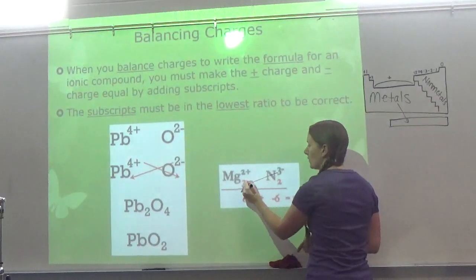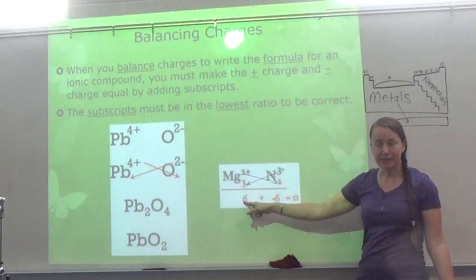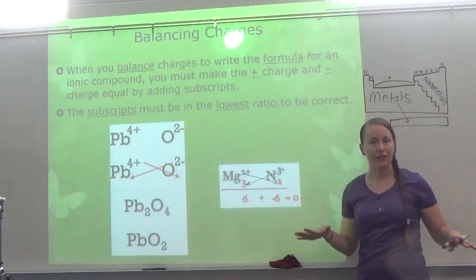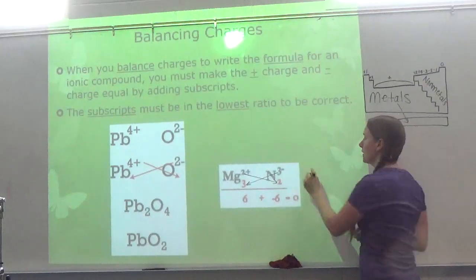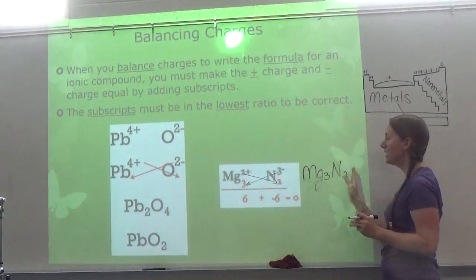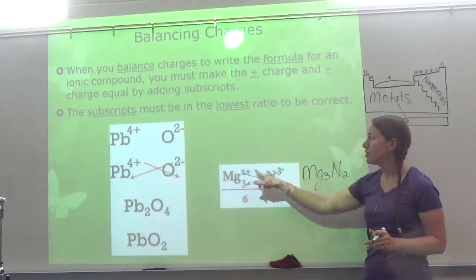It's just the number. All right, and so +2 times 3 gives me +6. -3 times 2 gives me -6. So now they cancel out, and so I know my formula would just be Mg3N2. When you're writing the formulas, the subscripts are mandatory. Writing the charges is not.